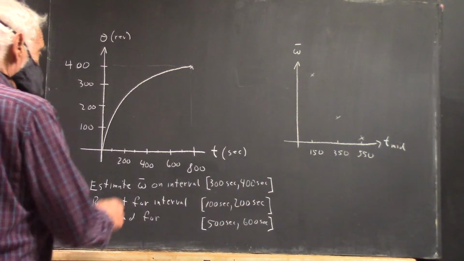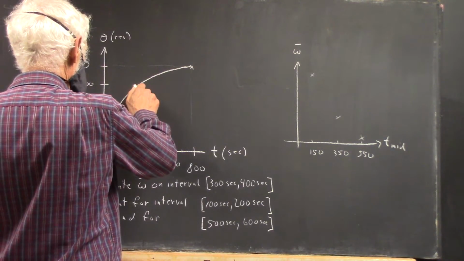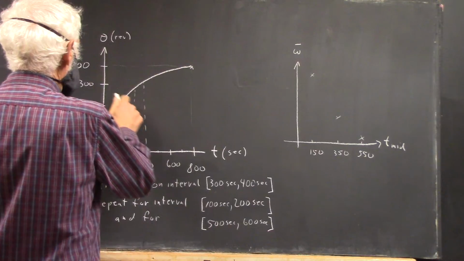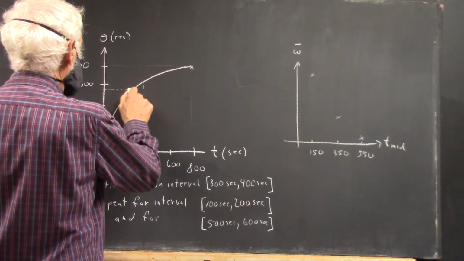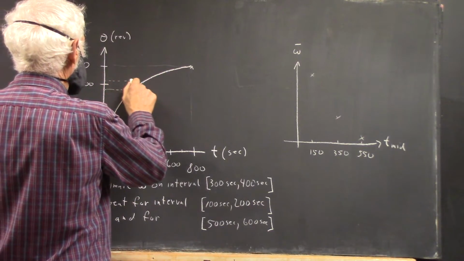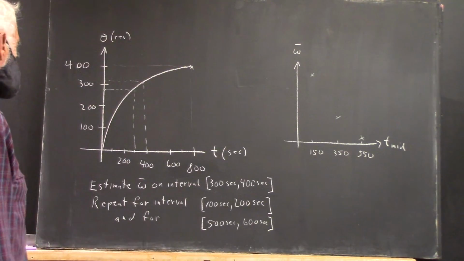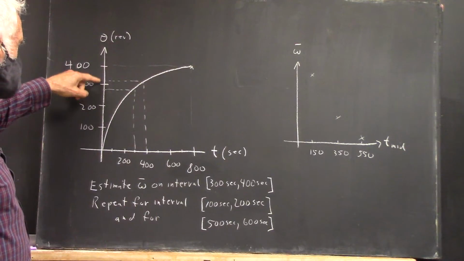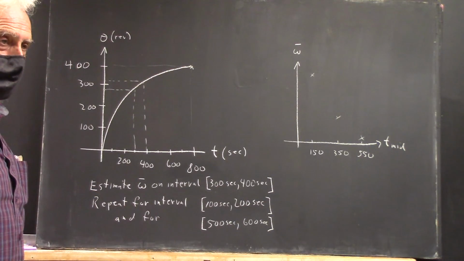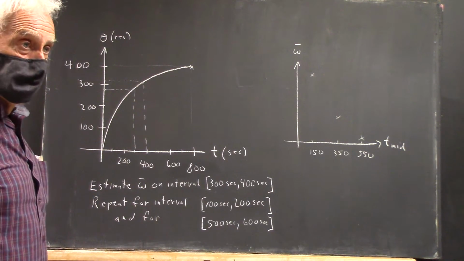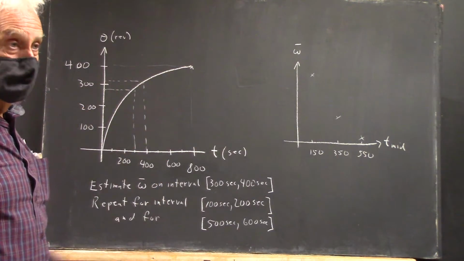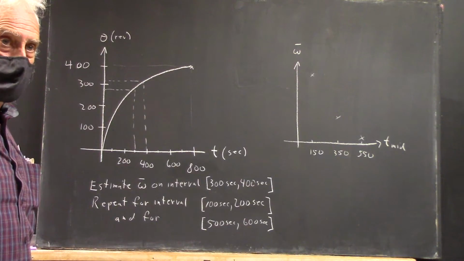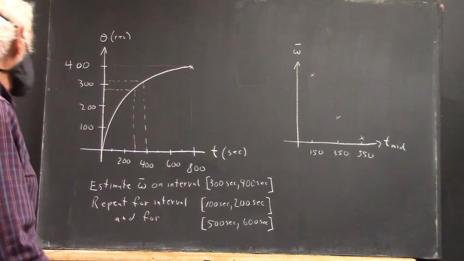Okay, so on the 300 to 400 interval, we see that theta appears to change from about 275 to 315. That'd be a delta theta of 40. Now that's just my estimate. You made your estimates. A lot of people got 50, I think. Okay? Somewhere around there.